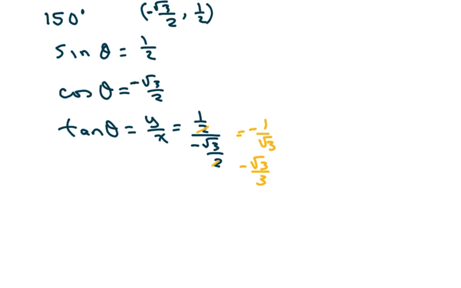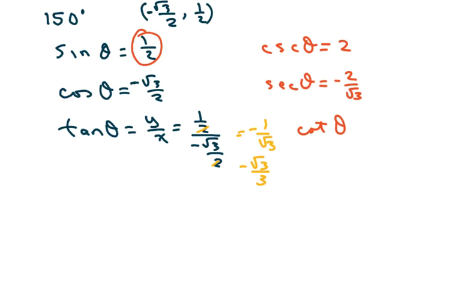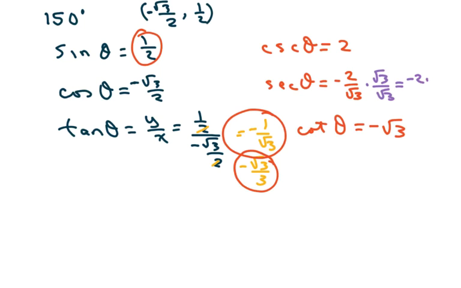Now the reciprocal functions are cosecant of theta, and you just flip these, so that's going to be 2. And secant of theta is going to be negative 2 over square root of 3. And cotan of theta, now I don't want to flip that. I want to flip this one. So that's why I left that answer out like that. So when you flip that one, you're just going to get negative square root of 3. And you flip that one, then you have more work to do. And the only thing we have to do is clean this one up. So that's negative 2 square root of 3 over 3. And that's it. The next one we're going to do is 315.